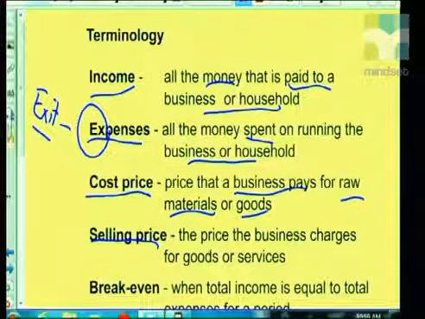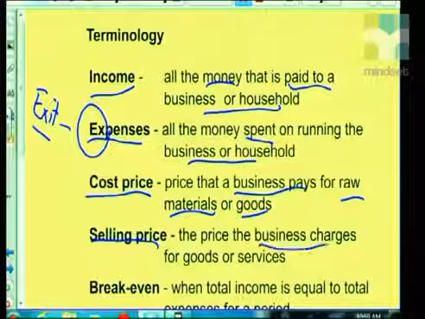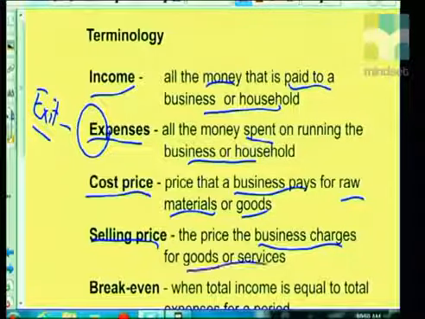The selling price is the price the business charges for goods or services. And all those things that went into the cost, what it cost me to get that product, to get that thing onto the shelf, that's the cost. Now, the difference between the cost price and the selling price is what we call profit.